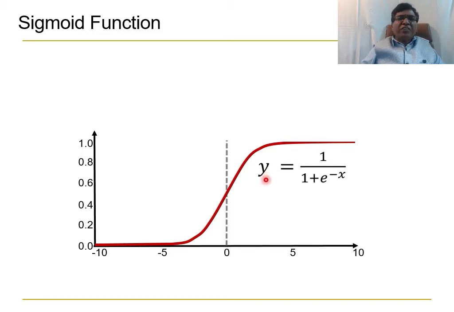What is a sigmoid function? In order to map predicted values to probabilities, we use the sigmoid function. The function maps any real value into another value between 0 and 1. The formula of sigmoid function is given as y equal to 1 over 1 plus e power minus x.